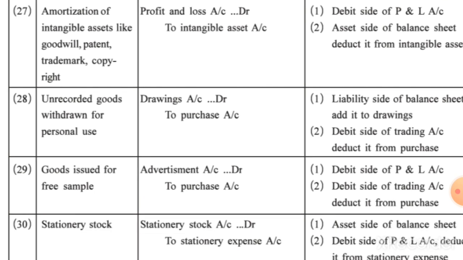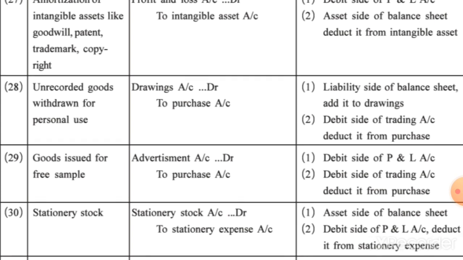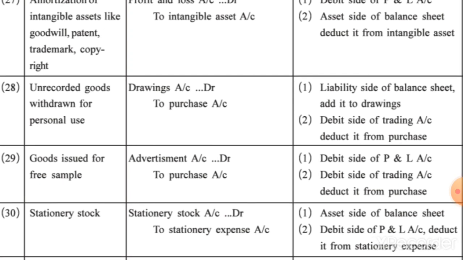Okay, then afterwards 30th entry, that is of stationery stock. Just as closing stock, we are giving two effects, that is credit side of trading account and asset side of balance sheet. Over here you will subtract that much amount from the stationery expense account. Suppose stationery expense account that is given to you of 5,000 and closing stock of stationery in adjustment that is given to you of 1,000. So stationery expense on P&L account debit side, you will write 5,000 in inner column and you will subtract minus 1,000, and outer column you will show 4,000 as an expense.